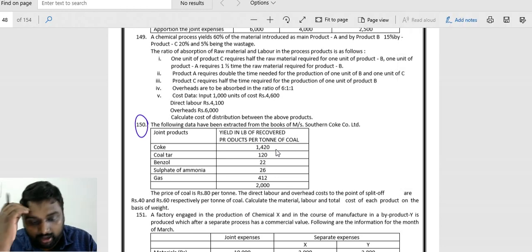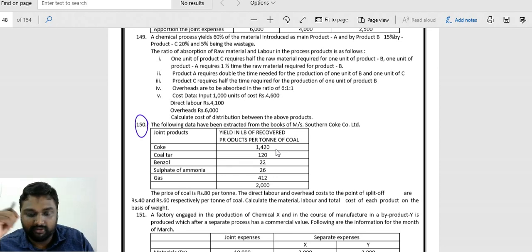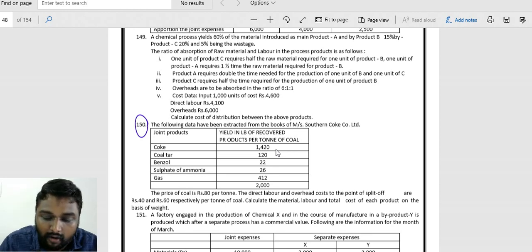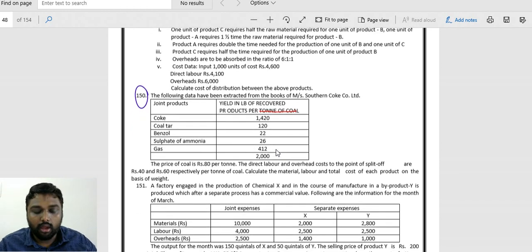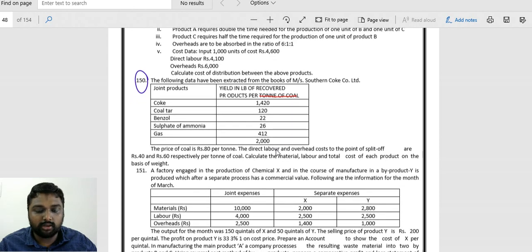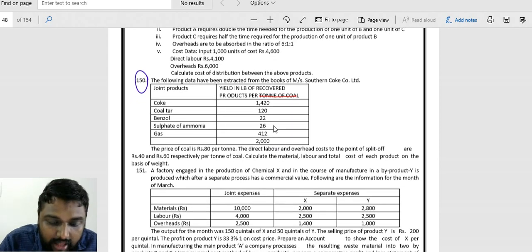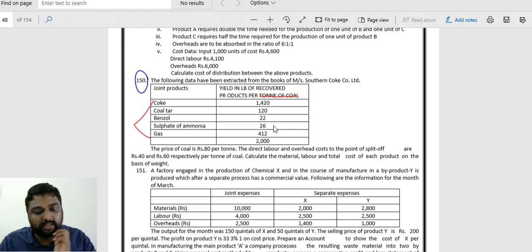The following, question number 150. The following data have been extracted from the books of MS Southern Company Limited. Joint product yield, in tons of coal, are given in tons. They are asking us coke, coal tar, benzol, sulfate, and gas. There are five joint products. The price of coal is 80 per ton.